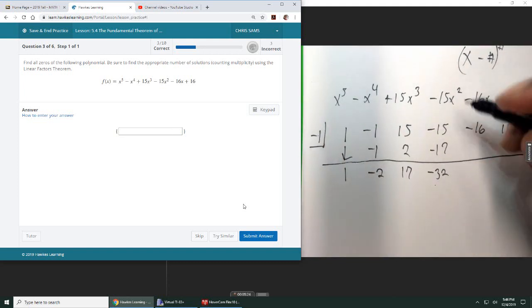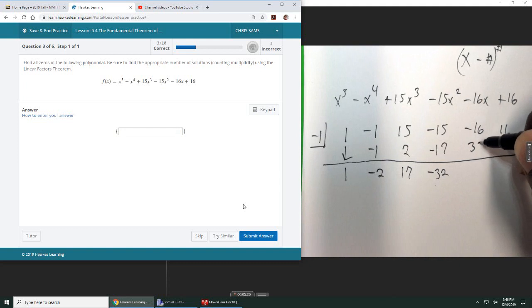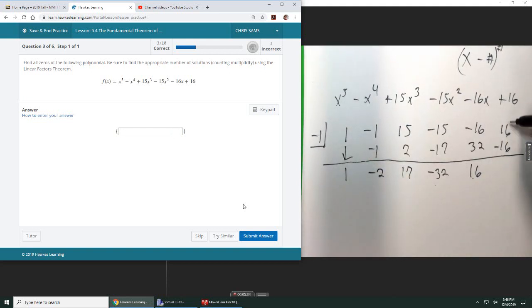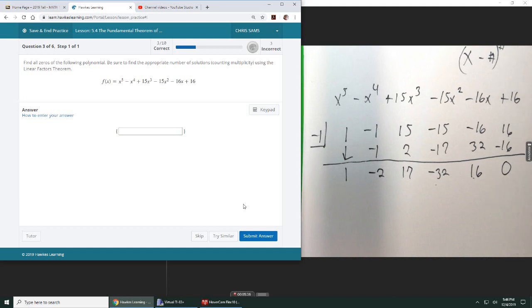Negative 1 times negative 32 gives me a positive 32. And we subtract because different signs, and we get a positive 16. And then negative 1 times 16 gives me a negative 16. And then combine these, we get 0. So if it is a 0, the last term should be 0, which it is. Okay. So negative 1 is a 0.